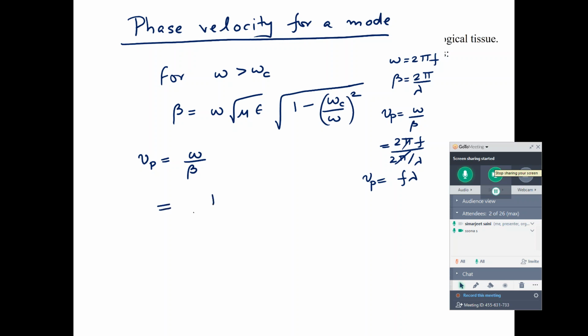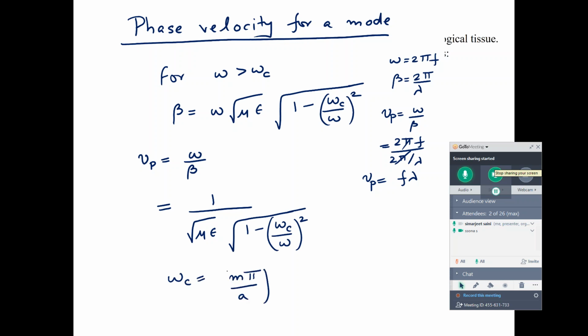So phase velocity is given by omega by beta. That becomes, if I just substitute the value of beta, 1 by square root of mu epsilon times 1 by square root of 1 minus omega c by omega squared. And again, omega c was given by m pi by a times 1 by square root of mu epsilon.